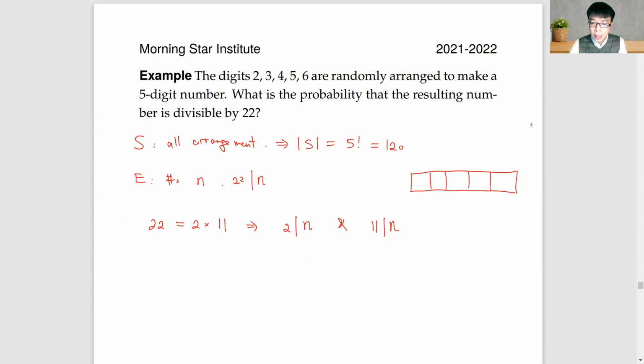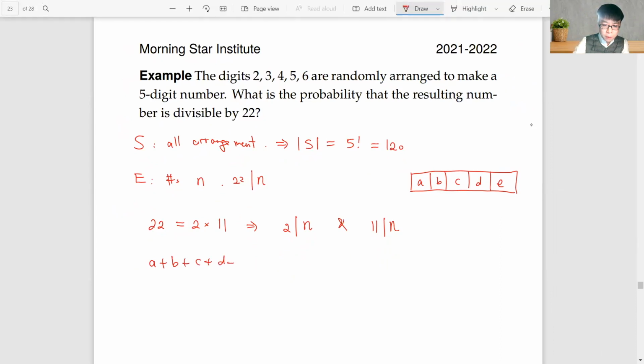And okay, let me call the digits A, B, C, D, E. In any permutation, we know the sum of digits equals the sum of these 5 numbers: 2, 3, 4, 5, and 6. We know it's 20. So the sum is always 20.